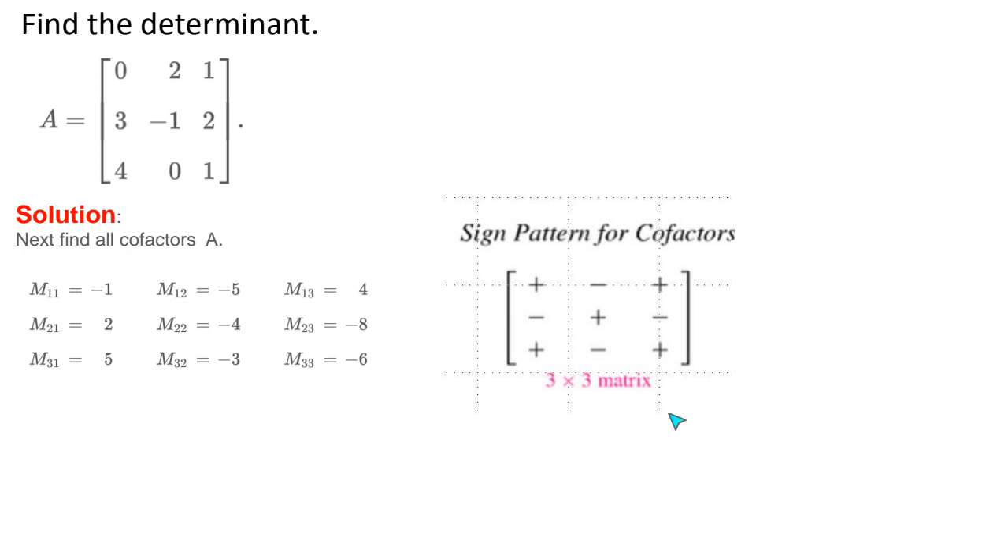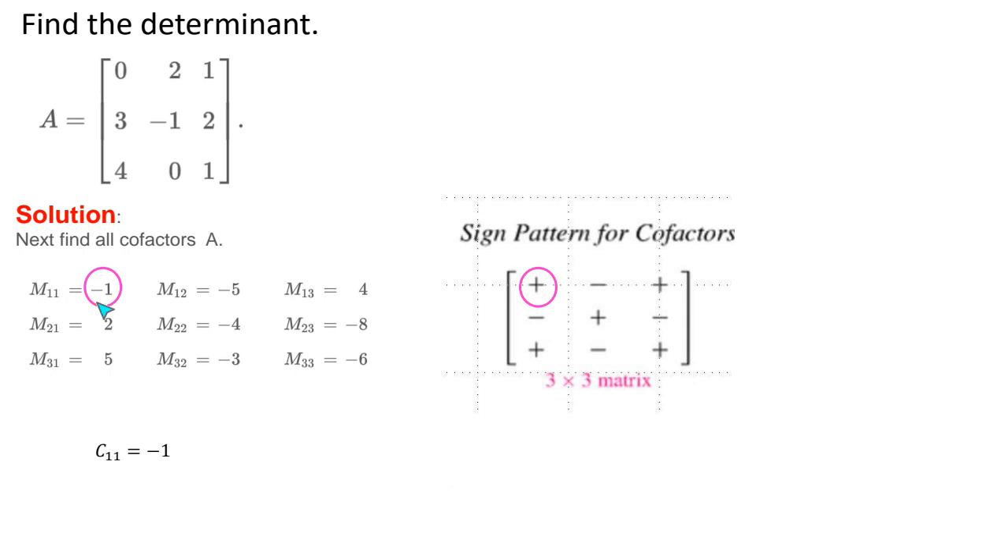So what you want to do is we're going to be looking at these cofactors. We're going to be looking at the cofactors. So these signs that are in here are going to be important because we're going to multiply these results with these signs here. Okay, so let me show you how.